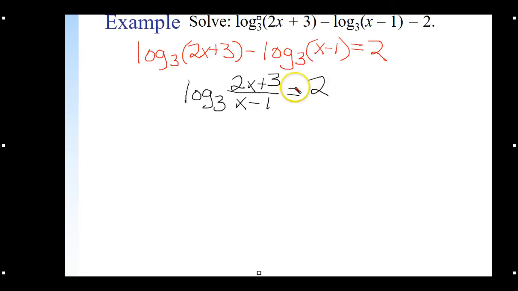So converting this now, it will be base 3, this base 3, to the second power equals this fraction. 2x plus 3 over x minus 1. Now, 3 to the second power is 9. So I'm going to save a little room just by converting this to 9.